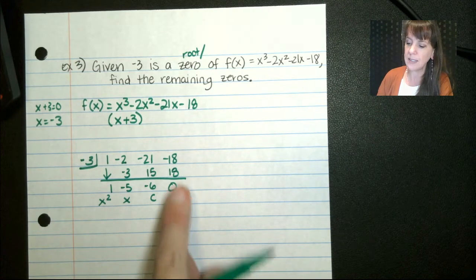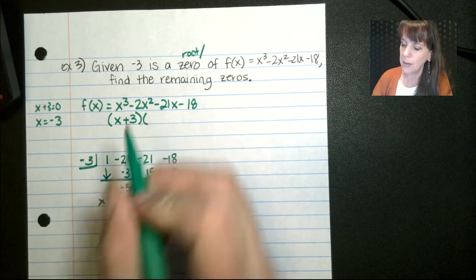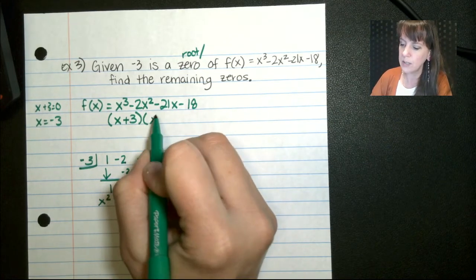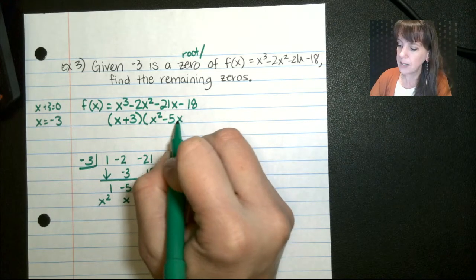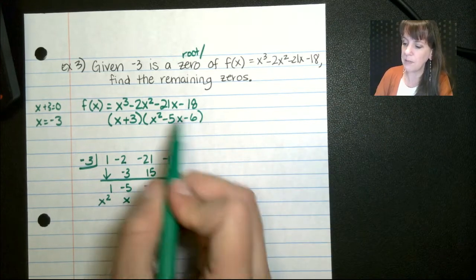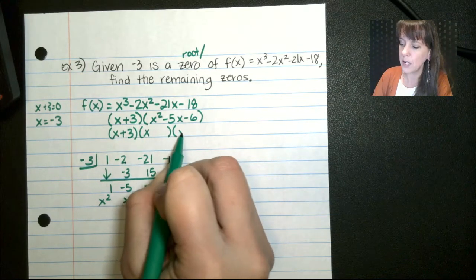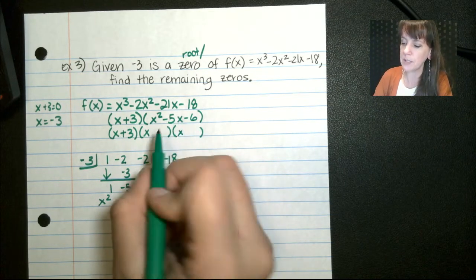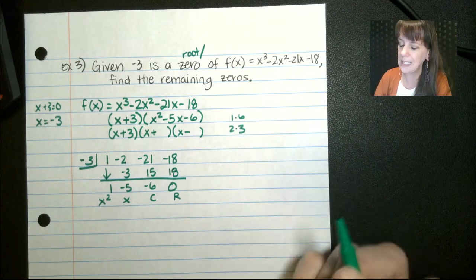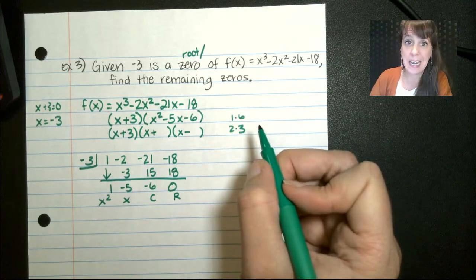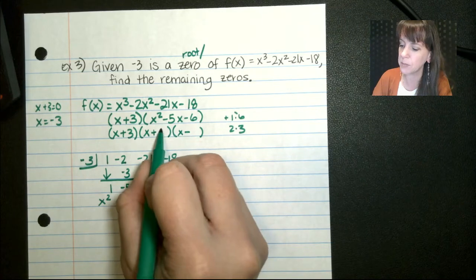Okay, so let's take this information. We already know x plus 3 is one of them because we used negative 3. That means we have 1x squared minus 5x minus 6. Now, this guy we can factor, so we'll bring this down and we'll say x. This tells me different signs, so plus and minus. Factors of 6 are 1 and 6 and 2 and 3. I need a positive and a negative. That gives me negative 5. So if I do positive 1 and negative 6, that will give me negative 5. So positive 1, negative 6.